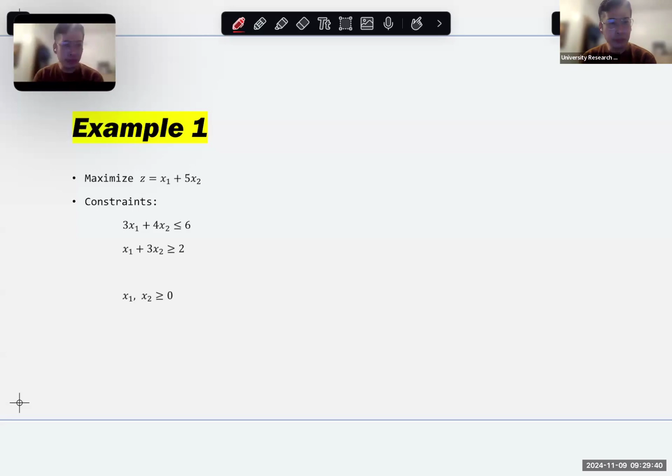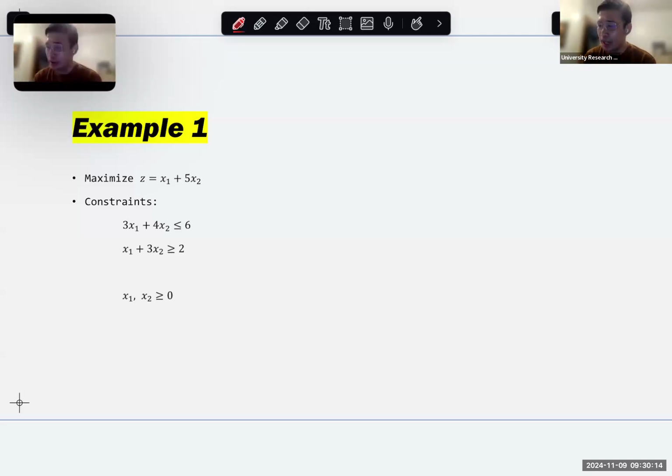So we are given an example. Our LP here is already given. We maximize Z, where Z equals x1 plus 5x2. We have two variables, x1 and x2, and two constraints: 3x1 plus 4x2 should be less than or equal to 6, and x1 plus 3x2 should be greater than or equal to 2.